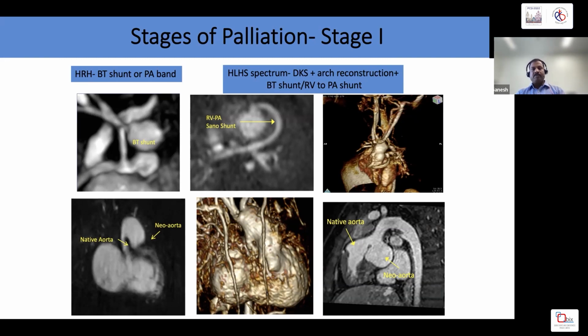In those patients with hypoplastic left heart and spectrum, the first palliation is Norwood procedure, which involves creating a neo aorta using the pulmonary outflow tract, wherein the native aorta is connected to the neo aorta. And this will also involve arch reconstruction and to secure the pulmonary blood flow, either a systemic to pulmonary artery shunt or a Sano shunt, which is right ventricle to pulmonary artery shunt, is performed.